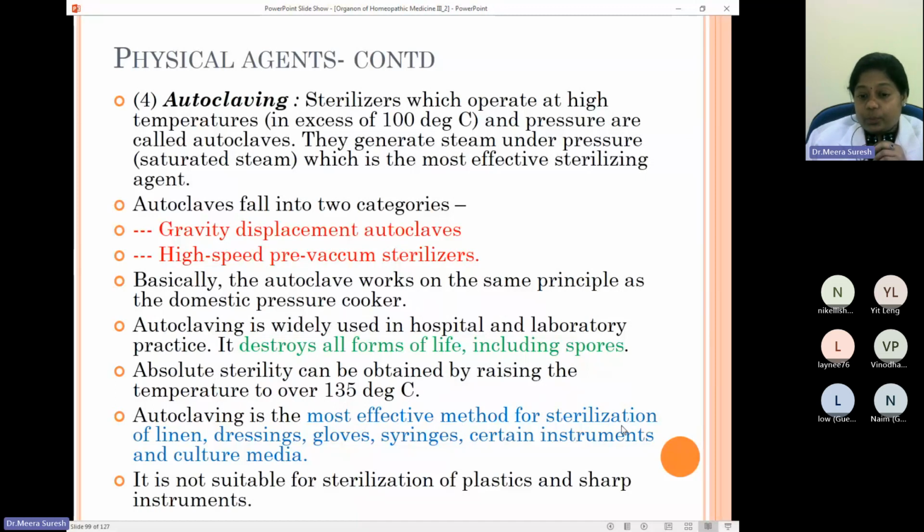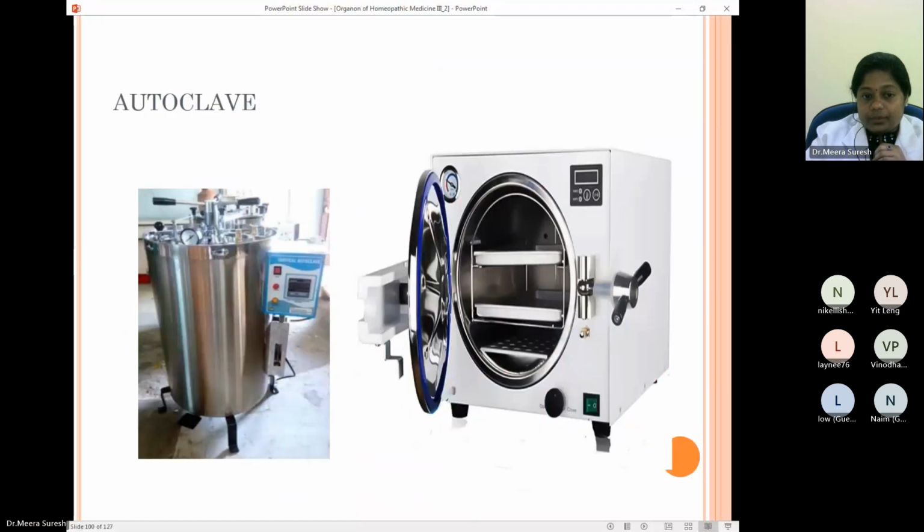So this is the most effective method for sterilization of linen, dressings, gloves, syringes, certain instruments, and also culture medium. However, it is not suitable for sterilization of plastics, of course not, and also very sharp instruments. So these are the autoclaves.